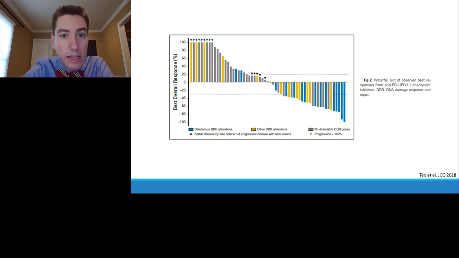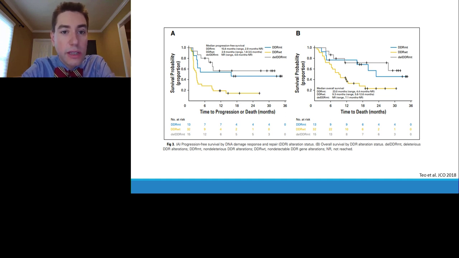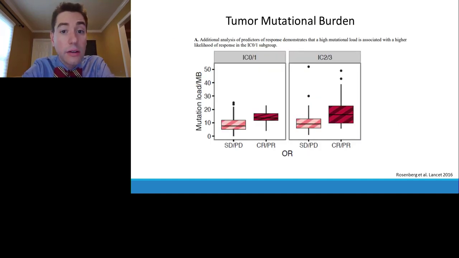And they found those that had DNA damage repair alterations had a higher response to PD-1, PD-L1 inhibitors. And when you looked at the overall survival, those with deleterious DNA damage repair mutations seemed to do better with checkpoint inhibitor, and just overall patients with DDR mutations did better than those without. Another potential biomarker that's been investigated has been tumor mutational burden. Here in this study, patients that had a higher tumor mutational burden seemed to have a better response than those that didn't.